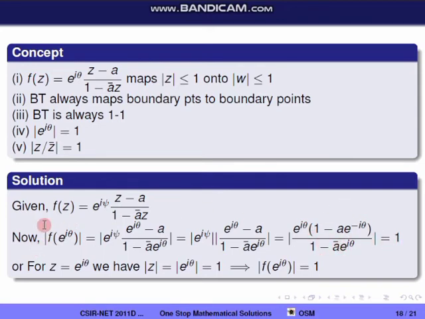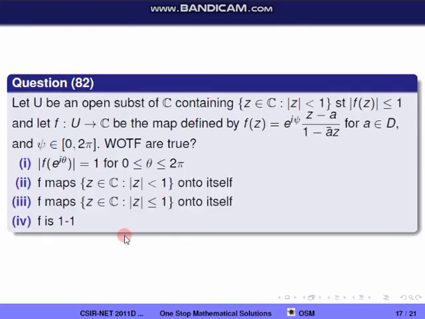So we got modulus f of e power i theta is equal to 1. Or else you can say z is equal to e power i theta, so when we take modulus, we are getting 1. We know this transformation maps boundary points to boundary points. So mod z is equal to 1, therefore mod of f of z is equal to 1. So now we'll check the correct options. The correct options are 1, 2, 3 and 4.